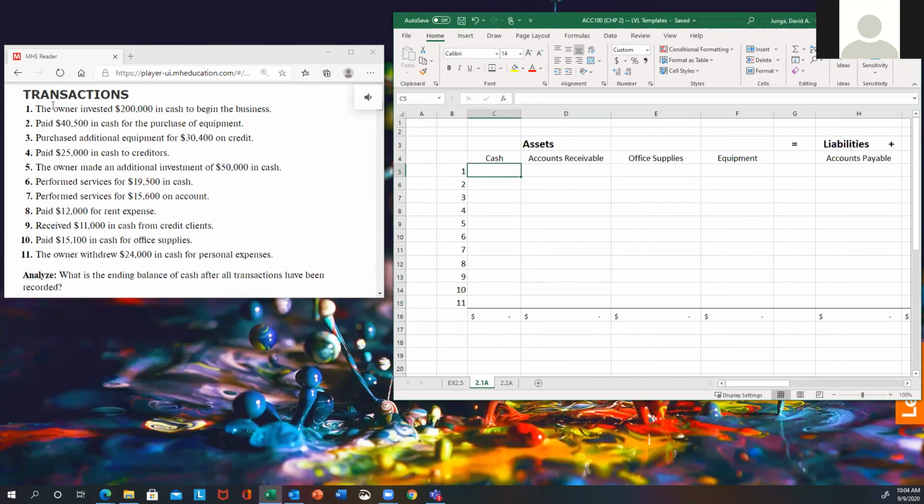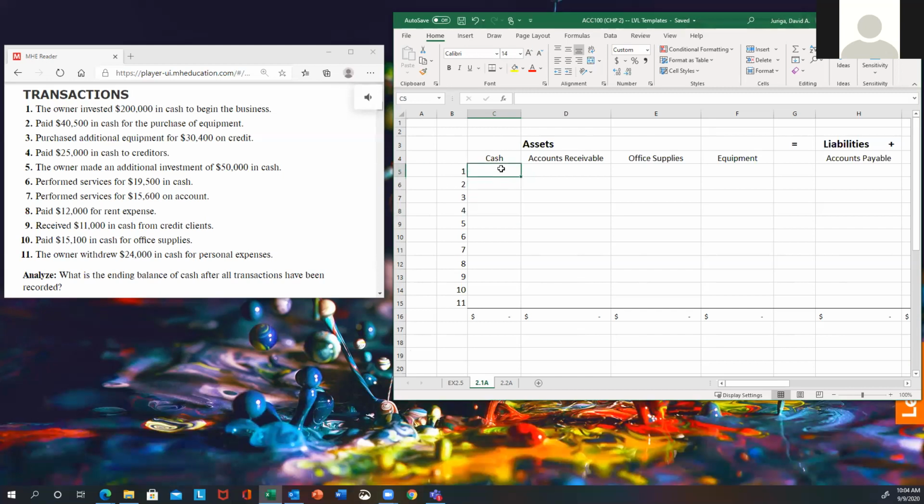And again, I'm just kind of reading here on transactions. I got the page minimized, so again, if you're having an issue seeing it, let me know. The first one says, the owner invested $200,000 in cash to begin the business. And like we said before, we look at what accounts are affected. We know cash is going to be affected, and we know capital.